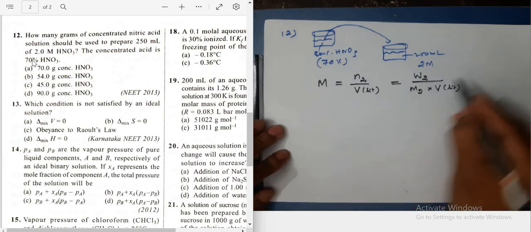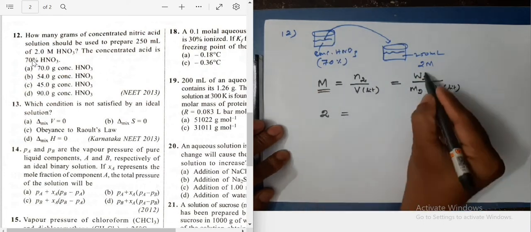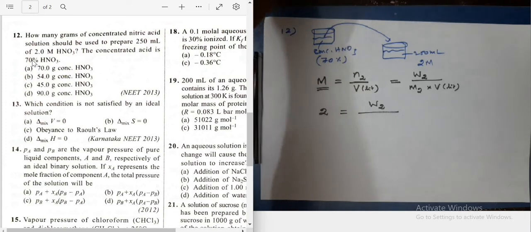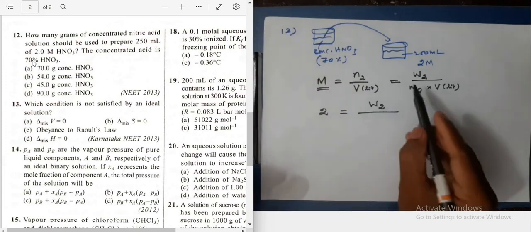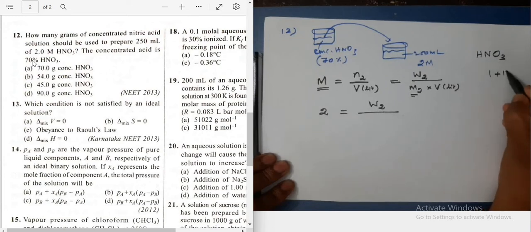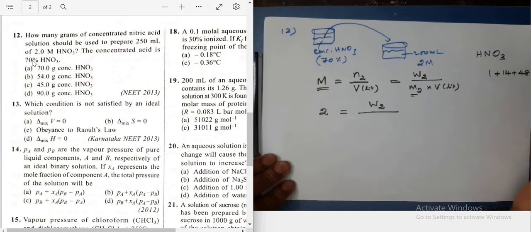Now we need to prepare a 2 molar solution, so in the place of M, I will put 2 here. Mass of solute we don't know, we have to find out. Then the molar mass of nitric acid, formula HNO3. Hydrogen atomic mass 1, nitrogen 14. We have 3 oxygen, each oxygen atomic mass is 16, so 16 times 3 is 48. So 48, 52, 62, 63. Molar mass of nitric acid is 63.